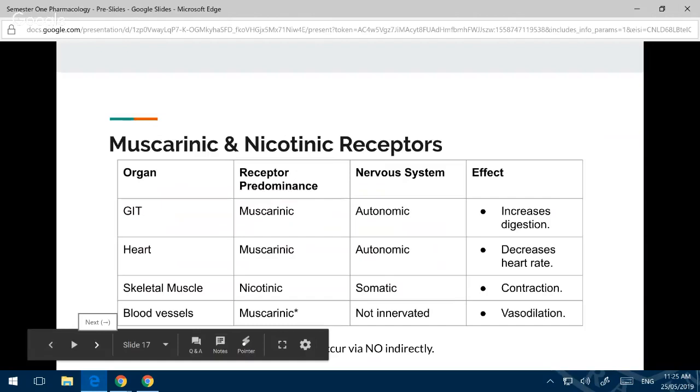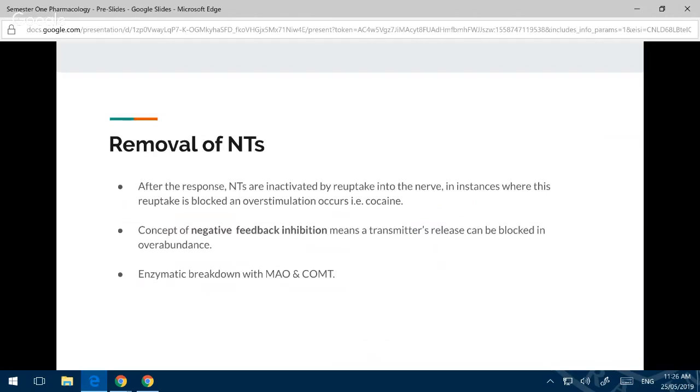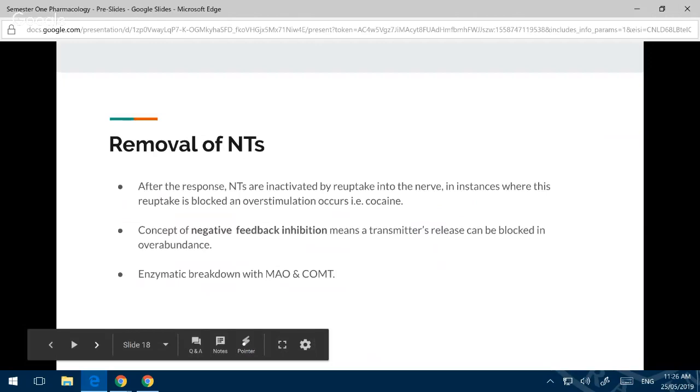Okay, so really importantly is the concept of removing neurotransmitters. After a response is generated, neurotransmitters are inactivated by reuptake into the nerve. In instances where this is blocked, we typically have an overstimulation of the nerve. This is done by substances such as cocaine. There's also the important concept of negative feedback inhibition, which means the transmitter's release can be blocked during overabundance. However, we do have enzymatic breakdown with MAO and COMT.